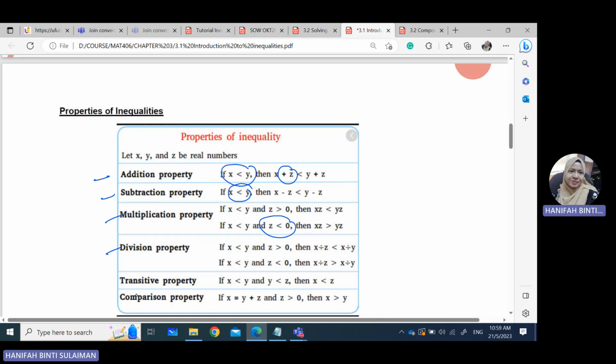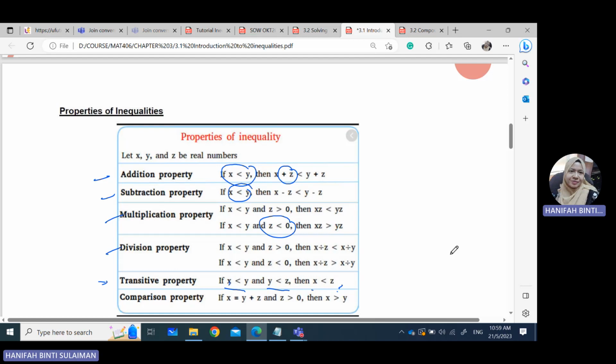Okay, so transitive property. If X is less than Y and Y is less than Z, then X is less than Z. So kat sini, kita tengok kat sini lah. So X less than Y, so nilai-nilai X adalah kurang daripada Y. Dan nilai-nilai Y adalah kurang daripada Z. So automatically the value of X is always less than Z. Okay, sebab kita tengok sini, Y kurang daripada Z. Nilai X ni bergantung pada nilai Y. Kemudian Y kurang daripada Z. So maknanya X juga adalah kurang daripada Z. Ini kita panggil sebagai transitive property.